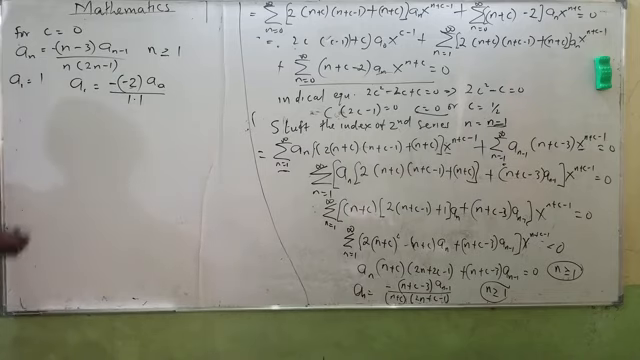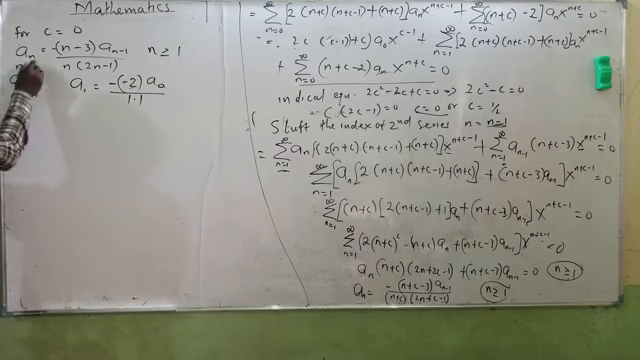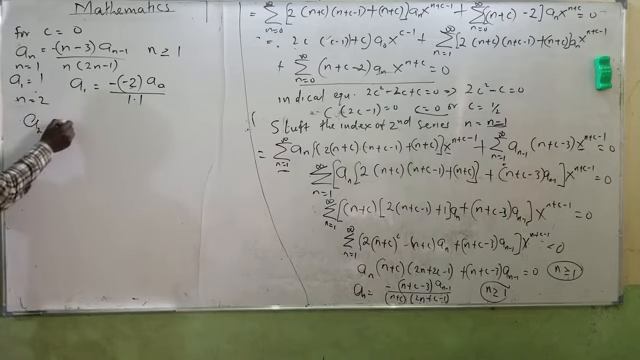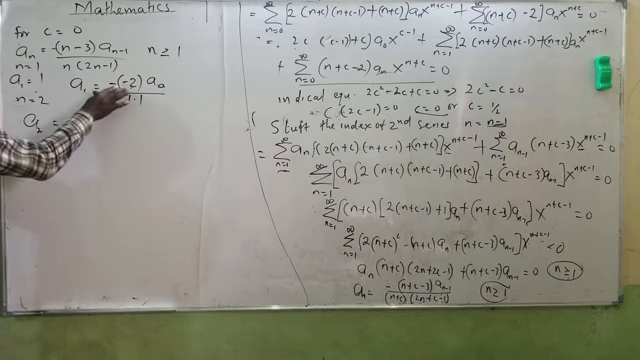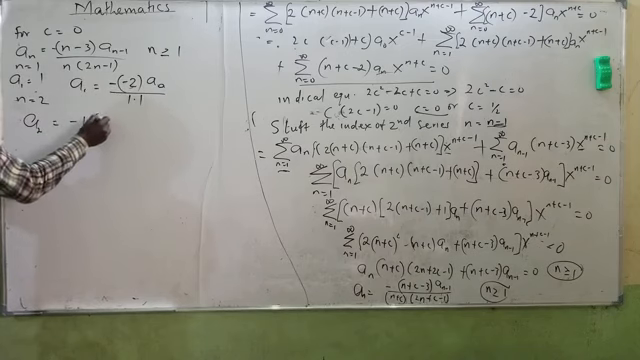Now when my n equals to 2, that is what I'm trying to say. Here my n equals to 1, here my n equals to 2. Since my n equals to 2, it will be a of 2 equals to minus 1, because there is a minus here, and I have minus 2.